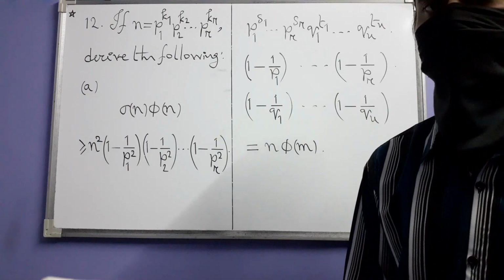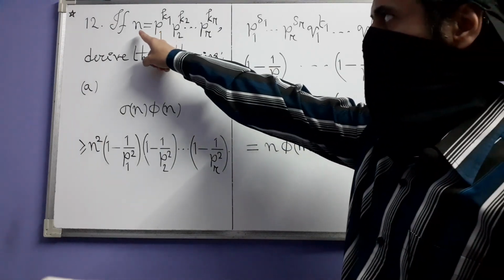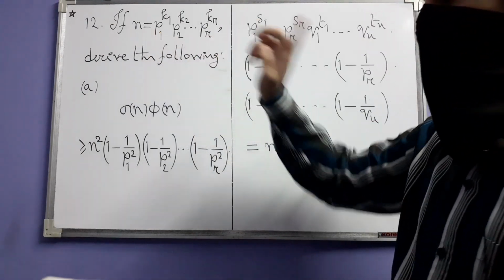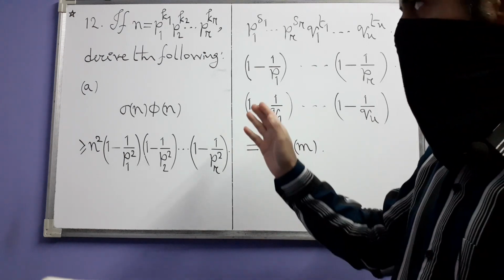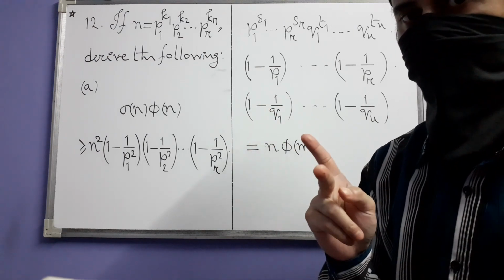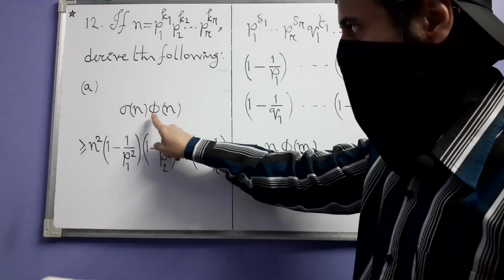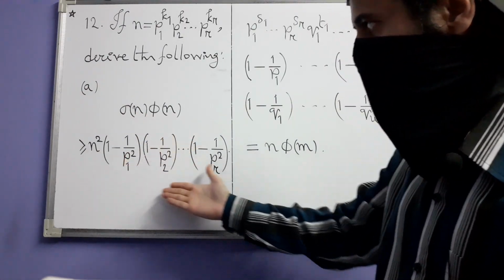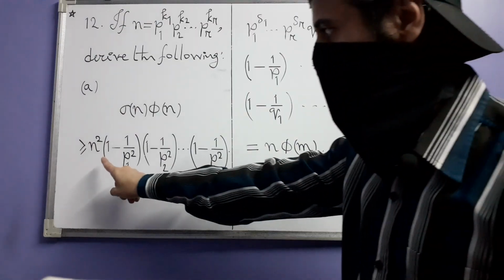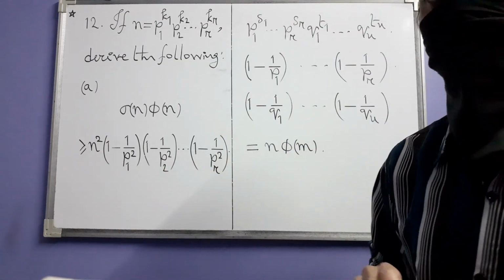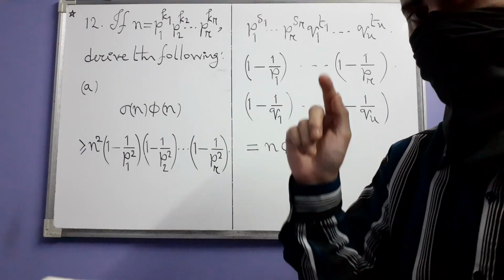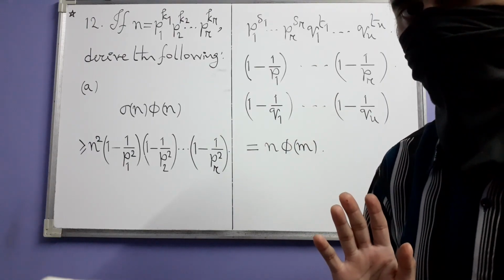Next, let's see number 12, where a positive integer n and its prime factorization is given. Then we have to derive the following. There are two parts. This is part A, where we have to prove sigma of n times phi of n is greater than or equal to this product, n squared times this product of the factors of the form 1 minus 1 over pi squared.